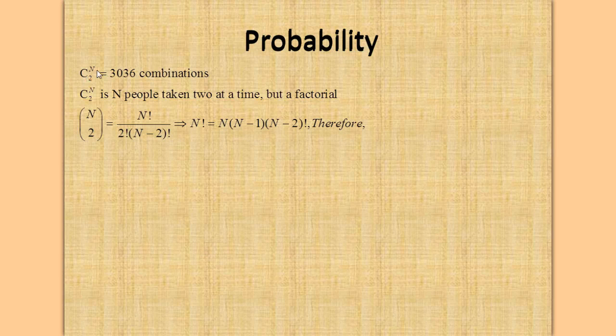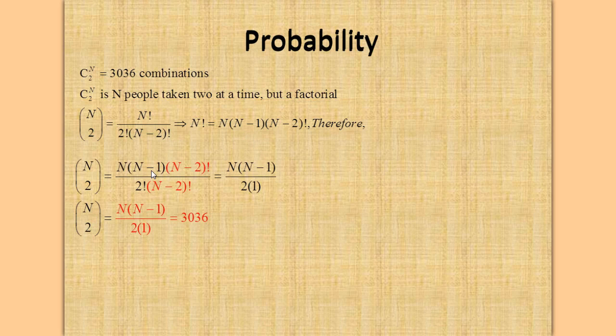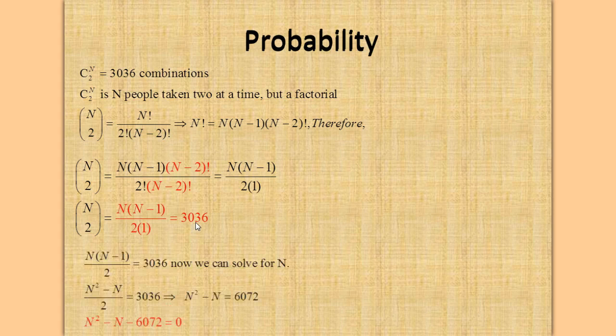So, as before, our combination is equal to 3036 combinations, and C n choose 2 is n people taking 2 at a time, okay? And C n choose 2 is a factorial, okay? It can be written as this. So n factorial divided by 2 factorial divided by the quantity n minus 2 factorial, as we did before, okay? And so we come up with the same thing as we did before. The n minus 2 factorials cancel out. And we solve for n times n minus 1 divided by 2 equals 3036.